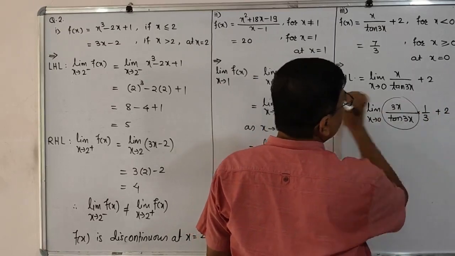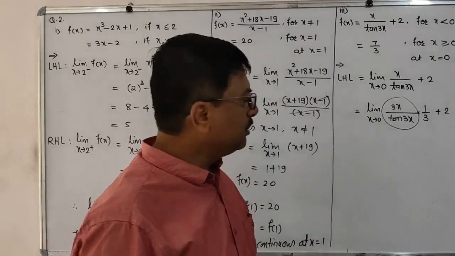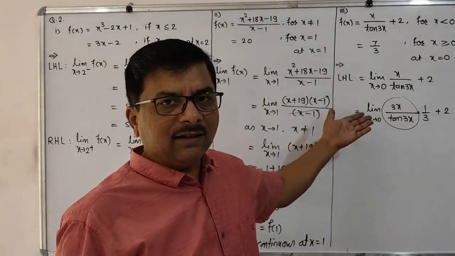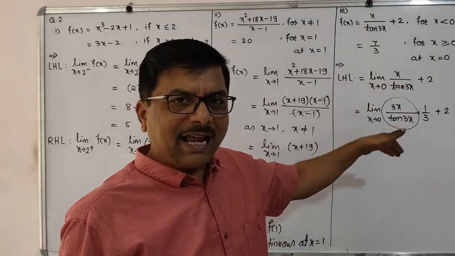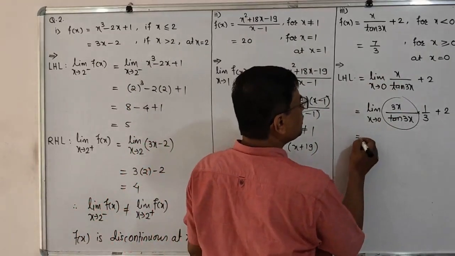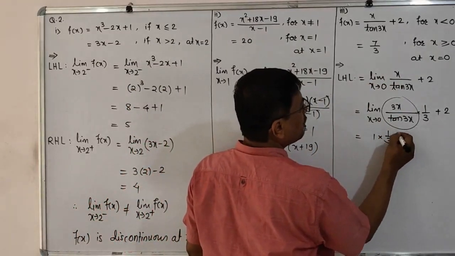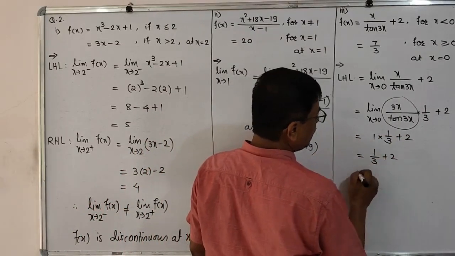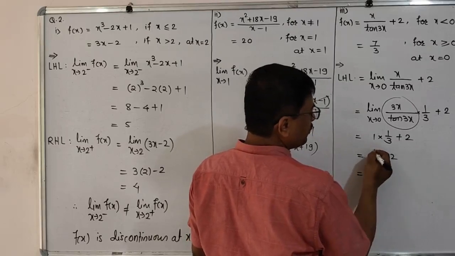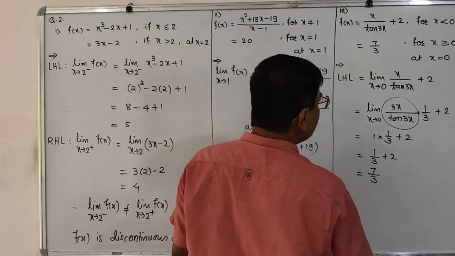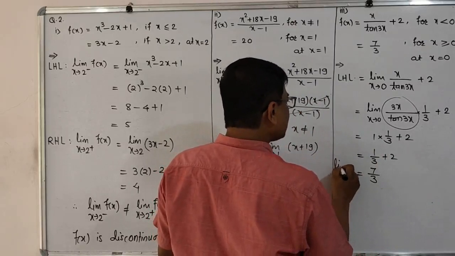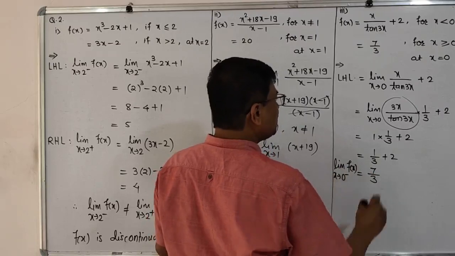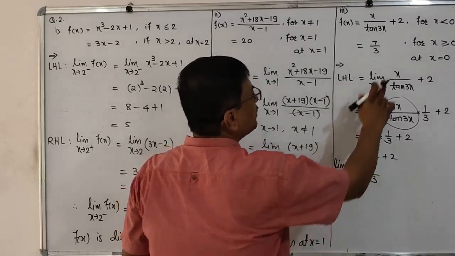Now the limit of this term will be 1 because we know that limit of tan x upon x is 1. Similarly, limit of x upon tan x is also 1. Hence, its limit is 1 into 1 by 3, constant, plus 2 constant as it is. 1 by 3 plus 2 is nothing but 3 into 2, 6 plus 1 is 7 by 3. This is limit of f of x as x tends to 0 minus, that is LHL, which is 7 by 3.